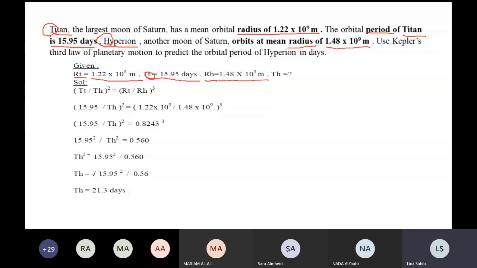The question asked me to predict. Predict means find, guess, or calculate the orbital period. So what do I need here? The period T for Hyperion, in days. By the way, the time will be measured in days and years, and the radius will be measured in meters or kilometers. So time in days or years, radius in meters or kilometers. Okay?